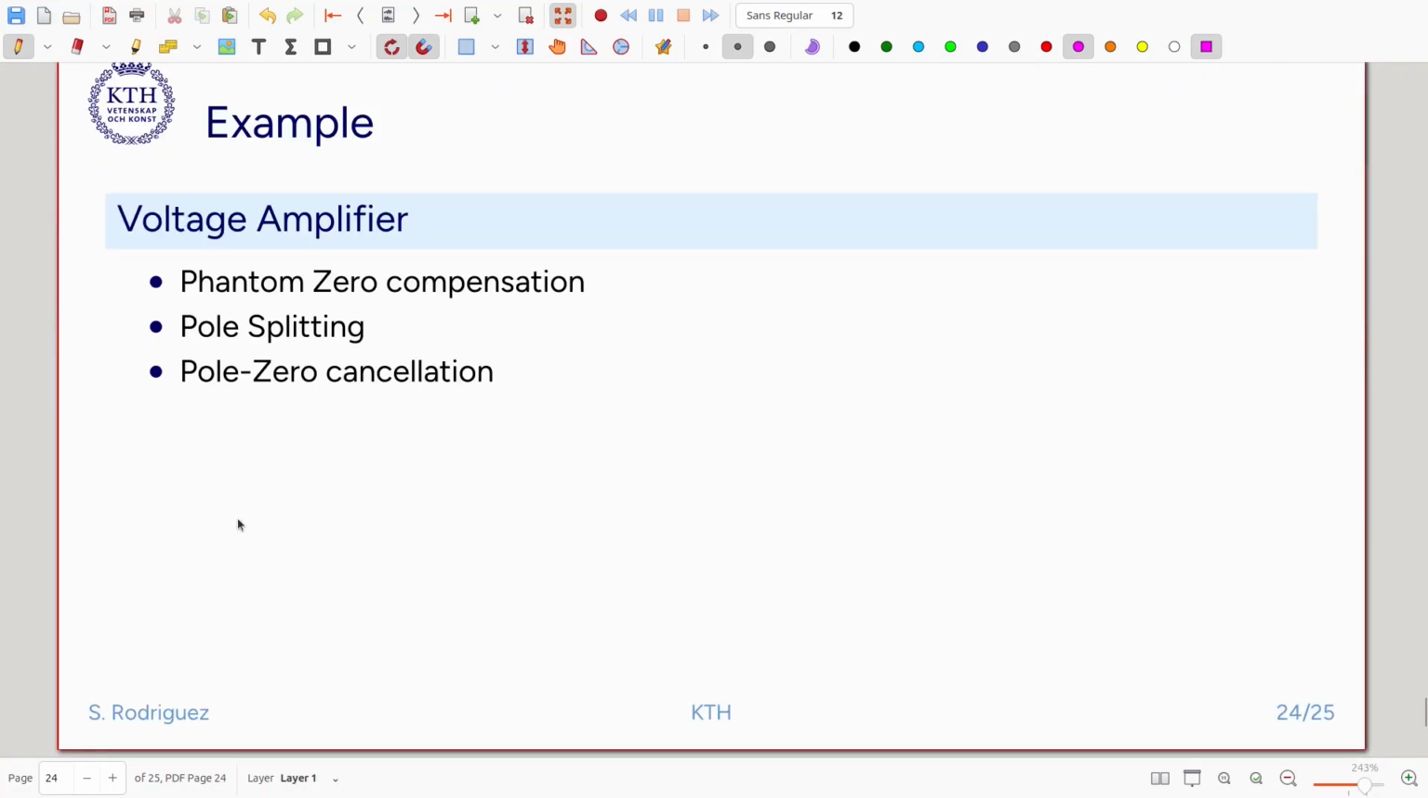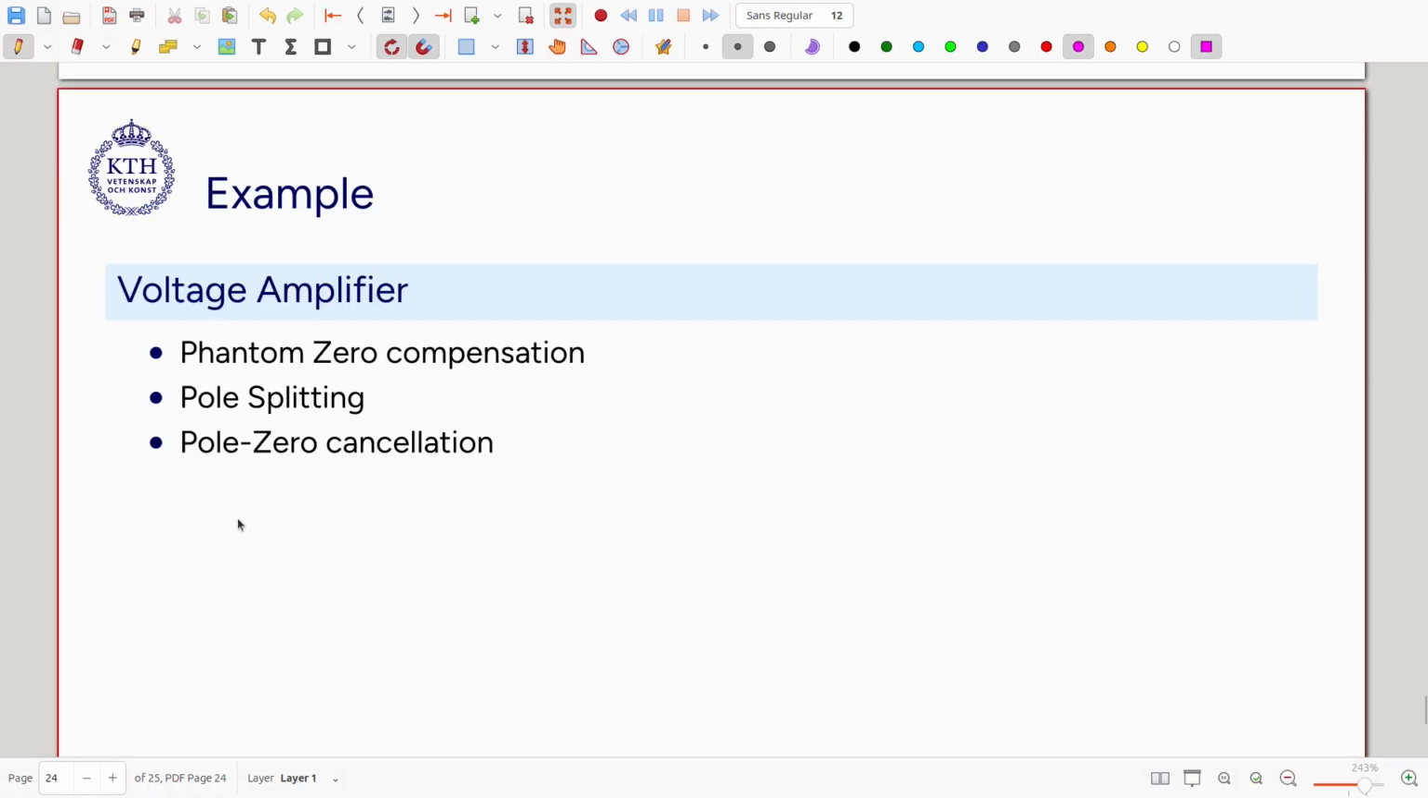Okay, so now we are going to move forward and analyze a two-stage voltage amplifier. We're going to do the asymptotic gain analysis on this stage. Then we're going to extract the poles. And then we're going to test the main compensation techniques that are available for us, the phantom zero compensation, pole splitting, and pole zero cancellation.